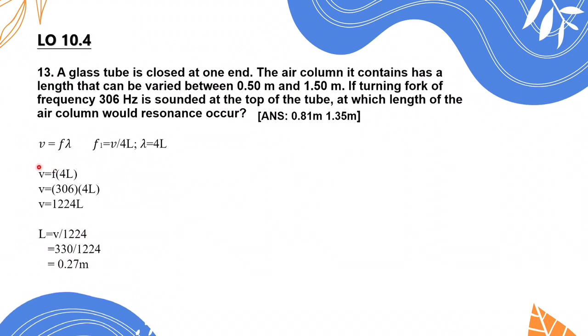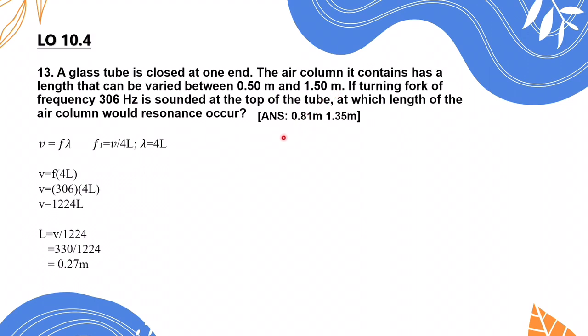So we substitute v equals f4L, which is derived from this formula, and substitute our f into 306, and we can get this formula v equals 1224L. By rearranging this formula, we can get that L equals v over 1224. Then we substitute the velocity and we can get this answer, 0.27 meter. But 0.27 meter is not between 0.5 meter and 1.5 meter.